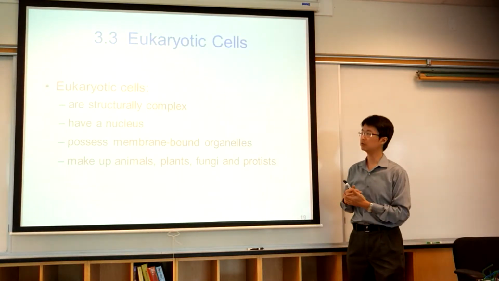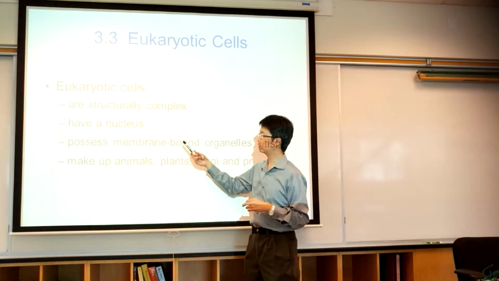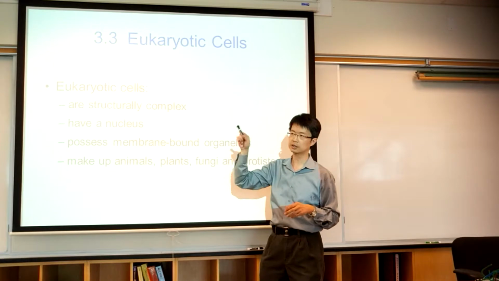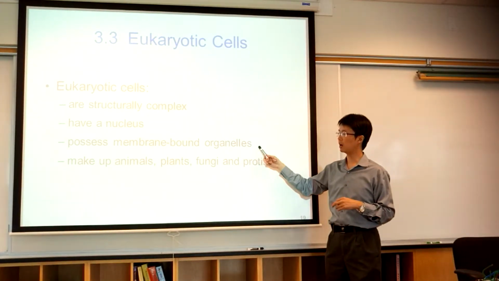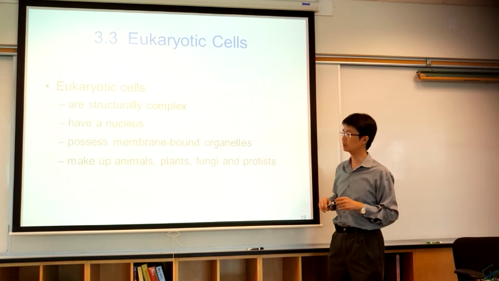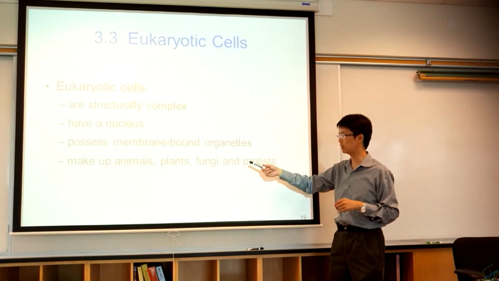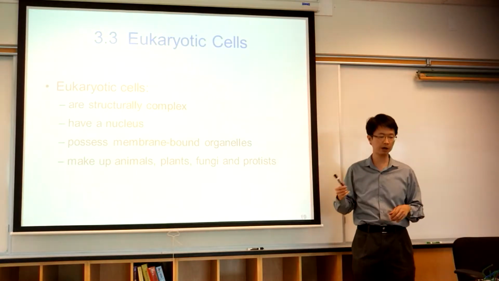The eukaryotic cell has a true nucleus. They have a true nucleus because the nucleus has a membrane surrounding all the chromosomes. They also have membrane-bound organelles. We'll talk about different organelles right now. Eukaryotic cells make up animals, plants, fungi, and protists. Protists are like amoeba or paramecium.